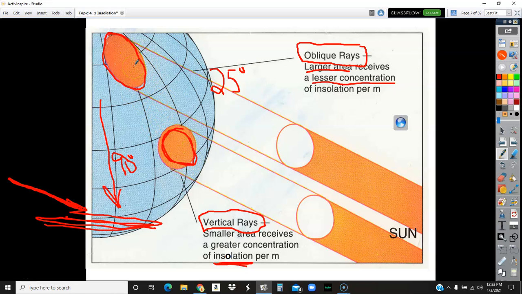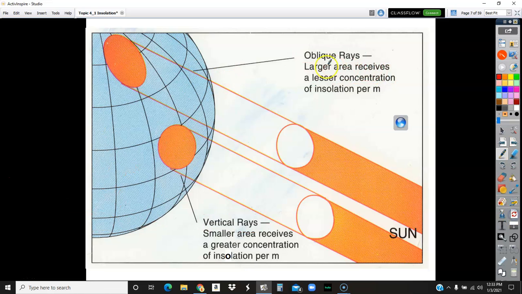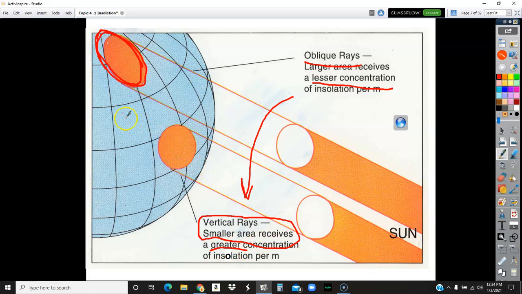So right now in December and January, we are always getting these oblique rays where it spreads the sunlight out over a larger area, creates less sunlight, less concentration, right? Keeps us colder. When we get to June, 6 months from now, we won't be getting oblique rays anymore. We'll switch to vertical rays, and we'll be getting a smaller area, which gets a greater concentration, right? It's more intense sunlight when those vertical rays are coming straight down on top of us.